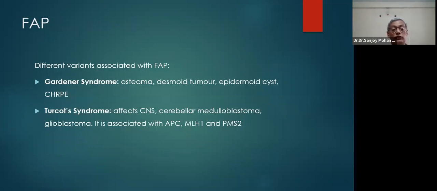Different variants are associated with FAP. It can be associated with Gardner syndrome, which comprises osteoma, desmoid tumor, epidermoid cysts, and congenital hypertrophy of the retinal pigmented epithelium, or Turcot syndrome, which affects the CNS, such as cerebellar medulloblastoma and glioblastoma, and is associated with APC, MLH, and PMS genes. These are the MMR genes.